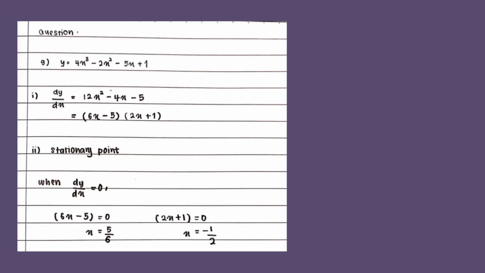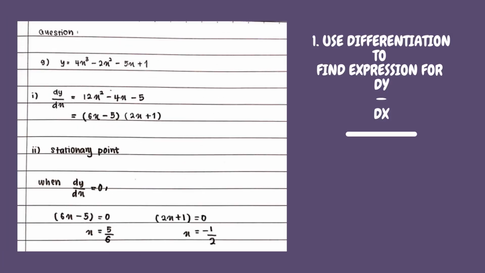Assalamualaikum, my name is Ridwana binti Osman and my registration number is 01DKA22F1090. I will answer question G. The equation is y equals to 4x cubed minus 2x squared minus 5x plus 1. Question number 1. Use differentiation to find expression for dy over dx.